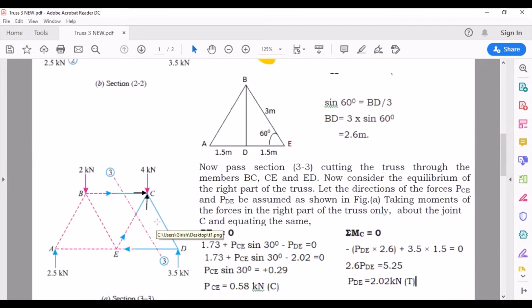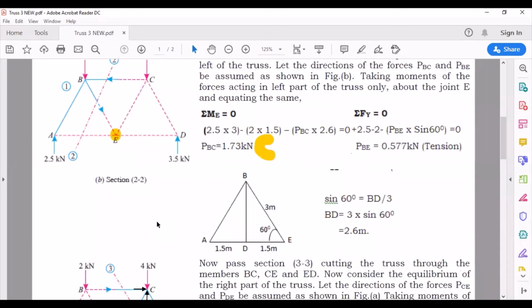One more thing to keep in mind is that you're always supposed to assume the direction of members whose member force is not known. For example, for the force BC, you have already calculated the member force as 1.73 kilonewton. To complete this diagram for BC, I will have an arrow this side and another arrow this side. When I consider joint C, I have to use this arrow. When I consider joint B, I have to use this arrow.